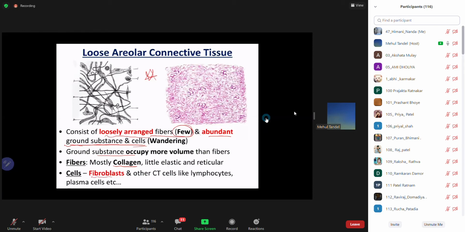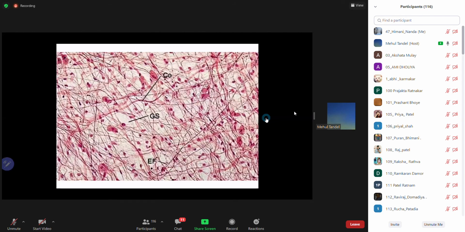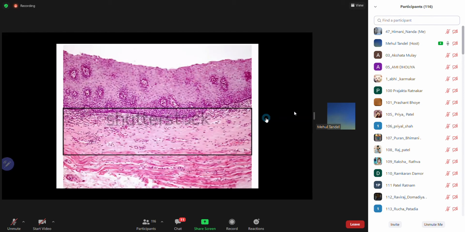And these are the features of loose irregular connective tissue, which can be asked as a short note. You can see more ground substance, fewer fibers, and fibers are loosely arranged. You can see elastic fiber and collagen fiber. Here fibroblasts and lymphocytes are also present. Here is one example, lamina propria. You can see loose irregular connective tissue, less fiber, more ground substance.